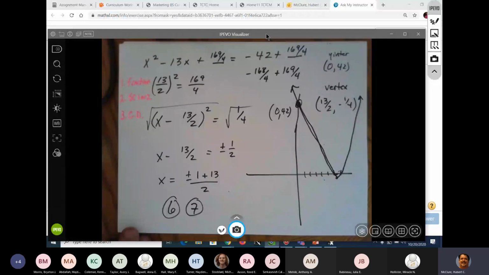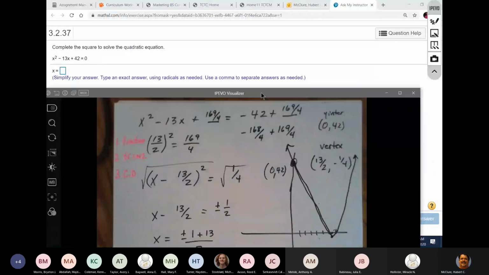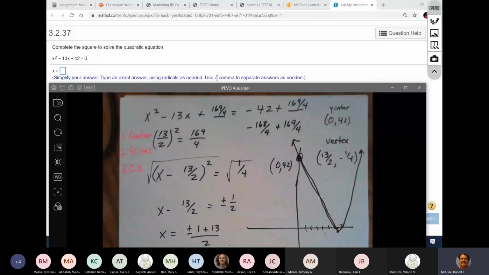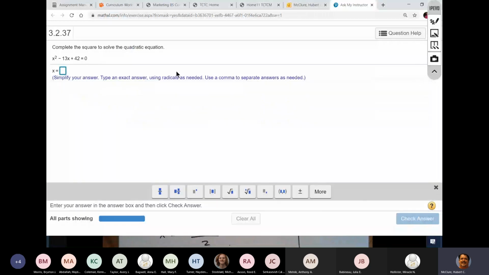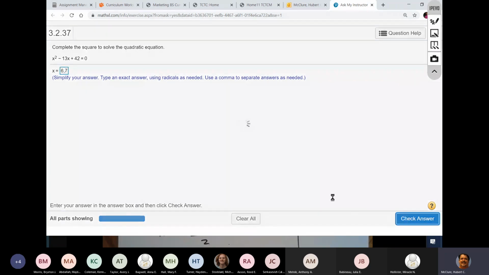So they probably want the X-intercepts. Type using a radical, use commas to separate. So 6, 7. Well, my number lock. Oh, come on. 6, 6. Okay, for some reason my 6 don't work on my number lock. 7. That's a good test question.